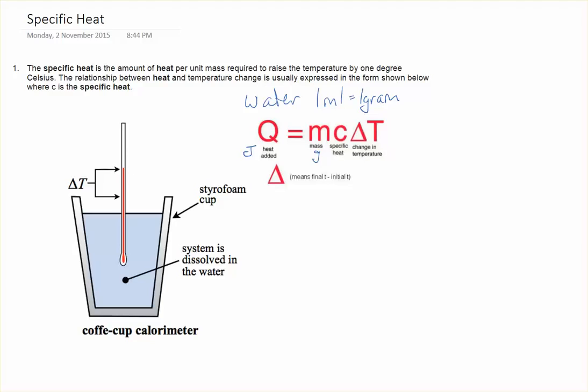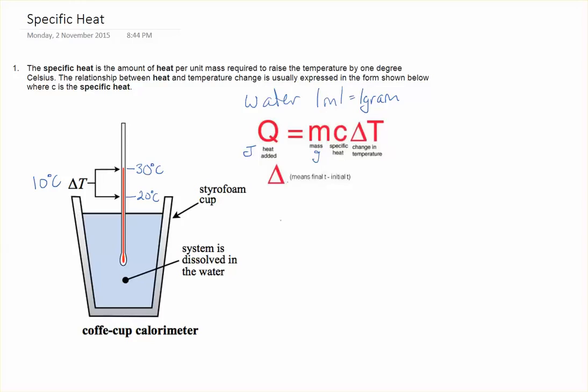So if you have a look at this example over here, we've got a coffee cup filled up with water. And if we heat that water up, the temperature that was reading here, might have been say 20 degrees Celsius, has now heated up and it's now measuring 30 degrees Celsius. So that's a total change in temperature of 10 degrees Celsius.